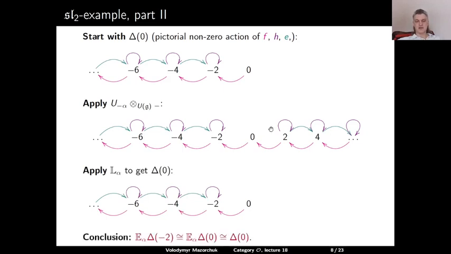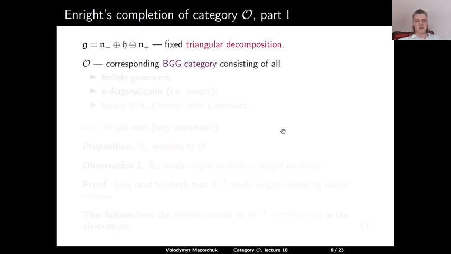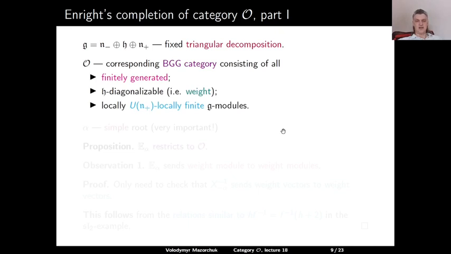So the conclusion is that Enright's completion of both delta minus 2 and delta 0, both these Enright's completions are isomorphic to delta 0. Now let us discuss Enright's completion as an endofunctor of category O. So let us fix a triangular decomposition of g into a direct sum of h, the negative part n minus, and the positive part n plus. Recall that the BGG category O associated to this triangular decomposition consists of all finitely generated, h diagonalizable, and locally n plus finite g modules.